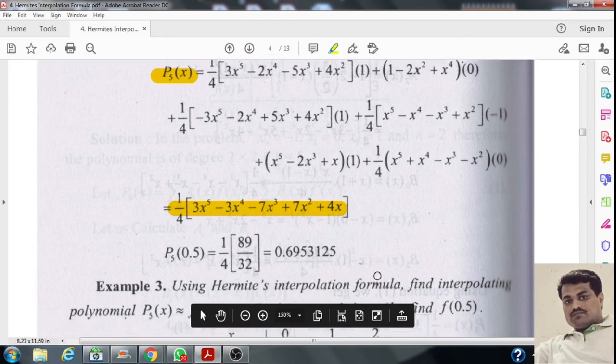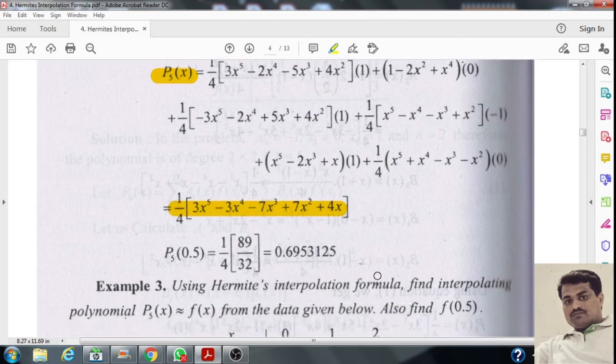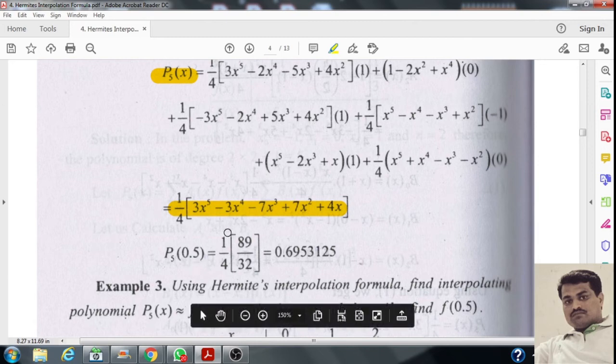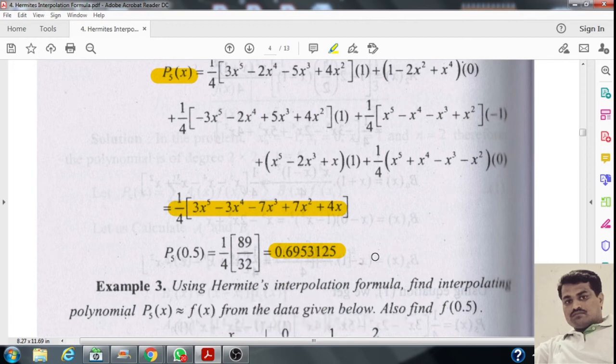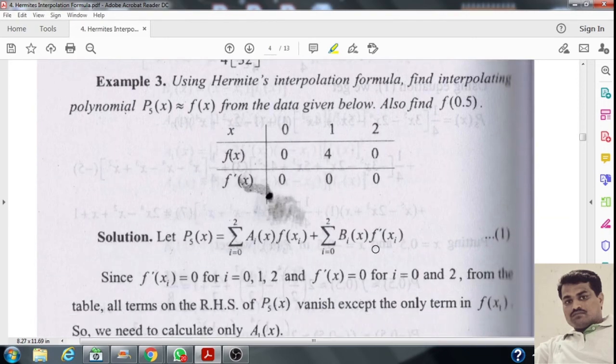And also the question is given, find out the value of the function at x equal to 0.5. Hence, put x equal to 0.5 in the right hand side and simplify, and we get p5 of 0.5 is equal to 0.6953125, and this is the required solution. Okay, using these two examples you can easily find the interpolating polynomial for a given data. Then we take another problem.